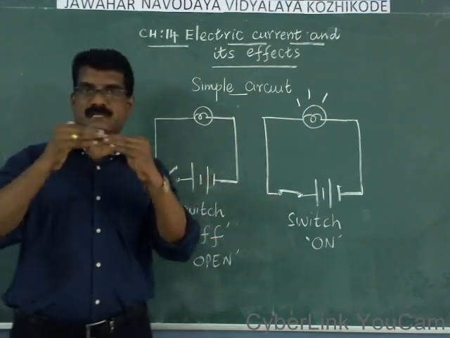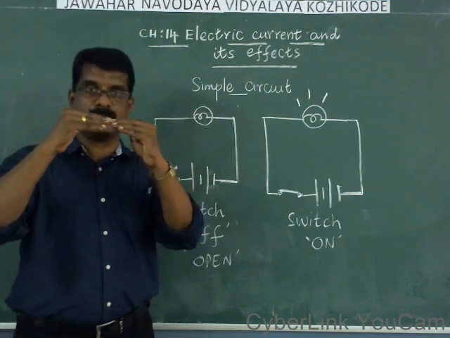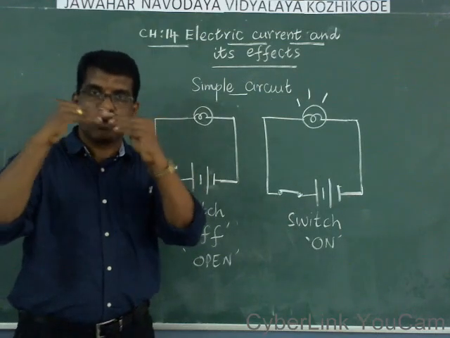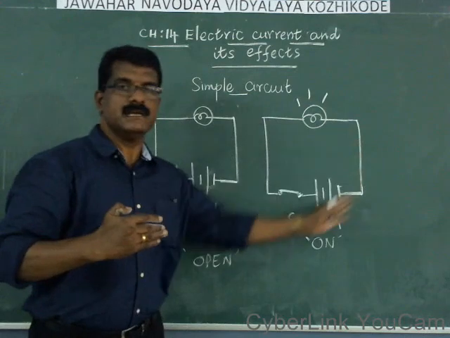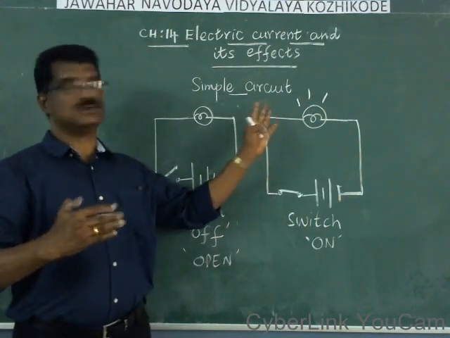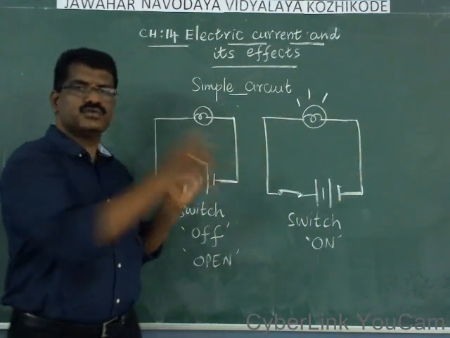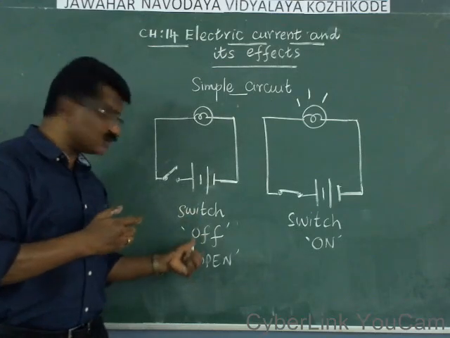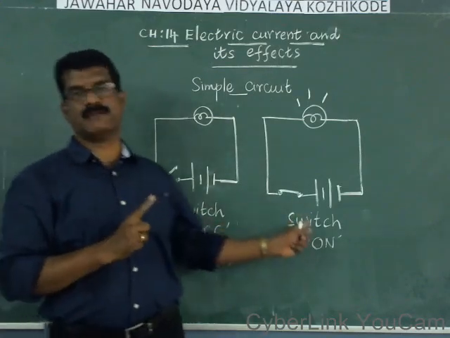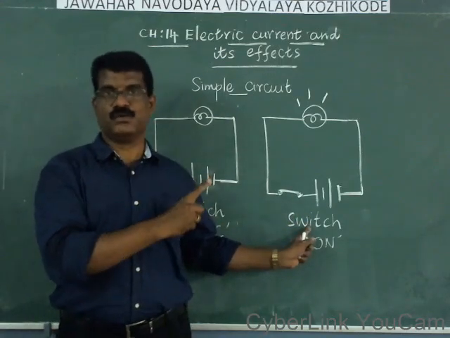In switch off position or when the circuit is open, the current will not flow, whereas when the circuit is closed, that means when the switch is in on position, the circuit will be closed so that electricity moves through it. So these are the two simple circuits. One is in switch off position and another one is in switch on position. Hope you understood this.